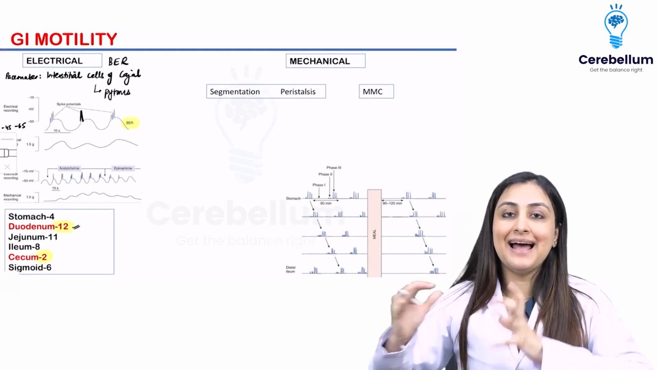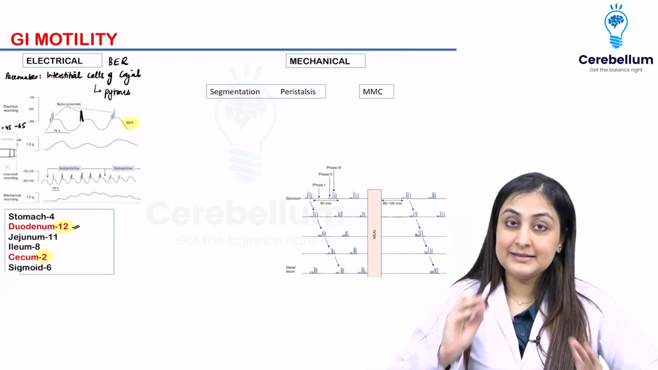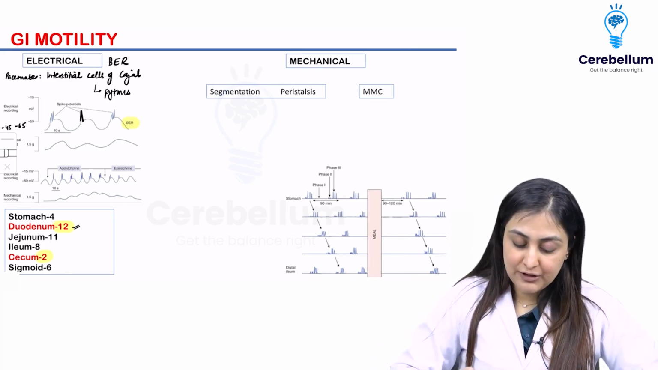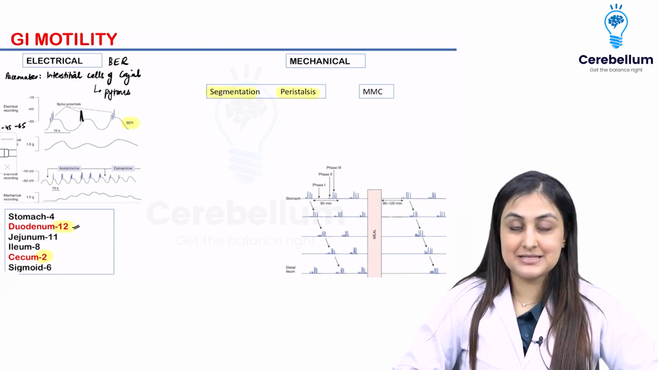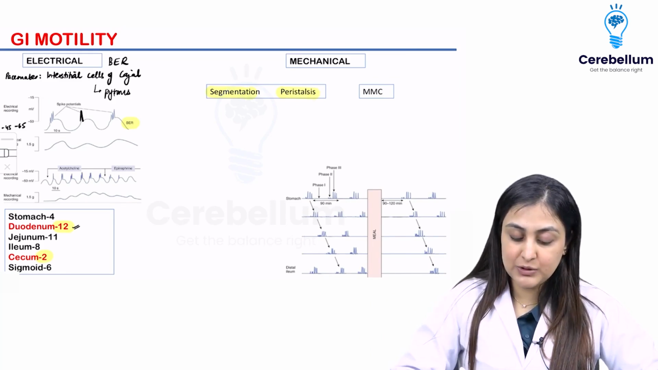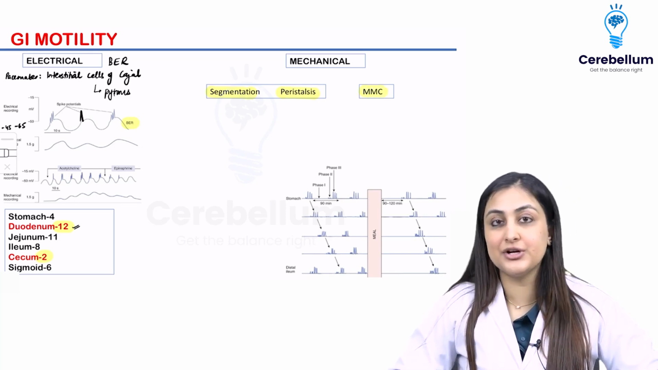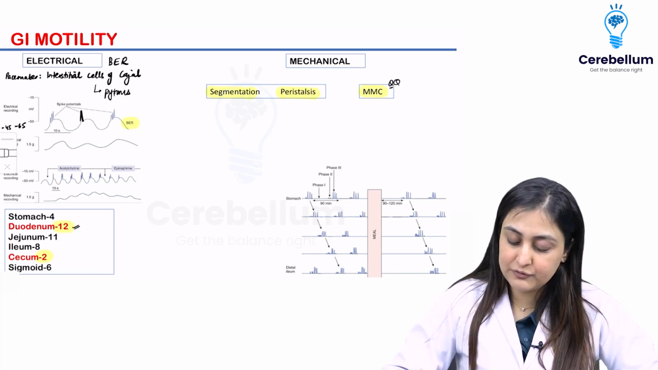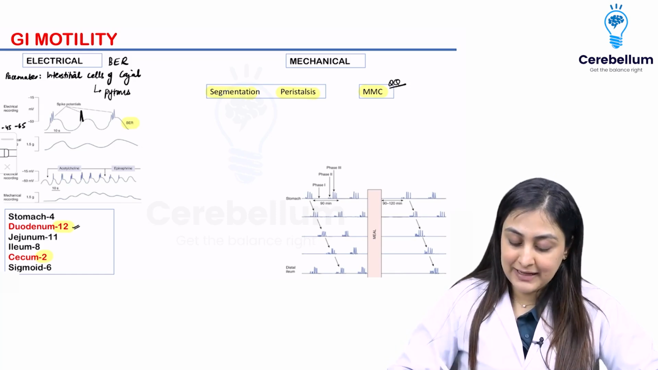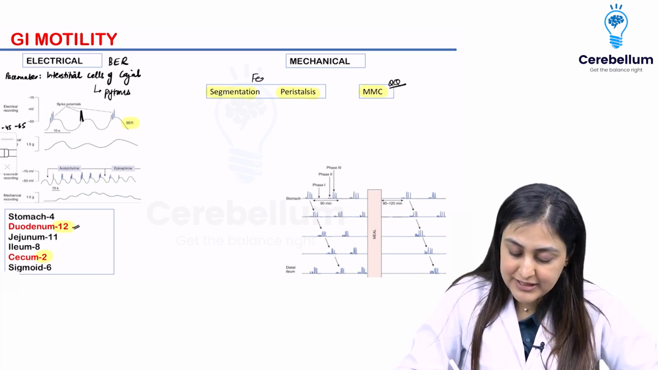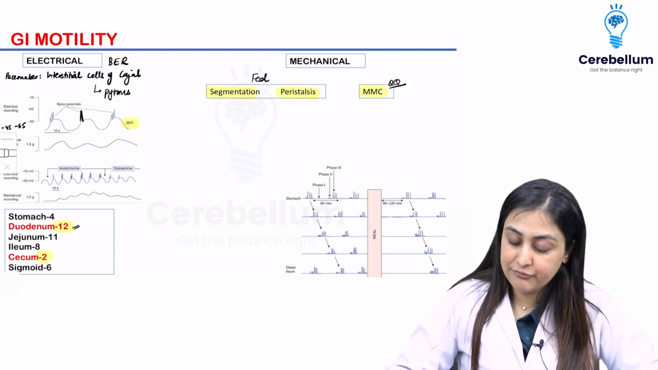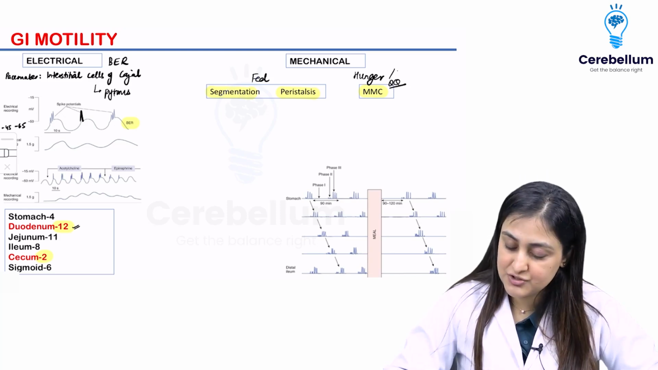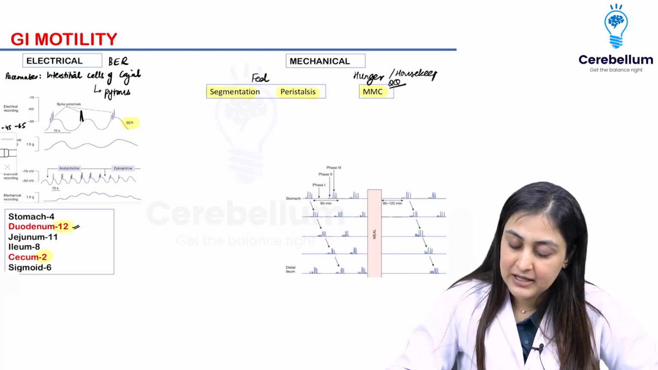Now, as far as the mechanical movements of the intestine go, there are three things. Two of them are in the fed state for the propulsion of food. One is segmentation, one is peristalsis. The third movement is what we know as hunger or housekeeping contractions, which are migratory motor complexes. Again, very important for the exams. So how do we divide them in one box? These are for the fed state for propulsion of food, whereas MMC is for hunger. So these are hunger contractions, or you can also call them housekeeping contractions.